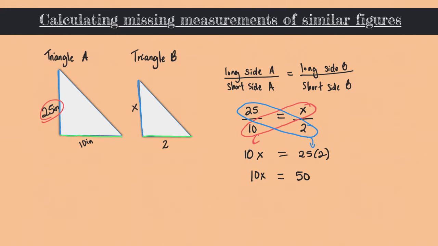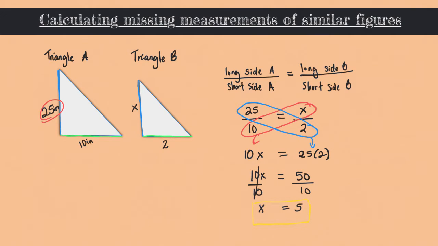So the 10 is in the way. What operation is happening between the 10 and the x? It is multiplication. So the opposite of multiplication is division by whatever it is we're trying to get rid of, which is the 10. So divide by 10. Whatever we do on one side, we must do on the other side, okay? So 10 divided by 10 is 1, so we're left with x on the left-hand side. And 50 divided by 10 is 5. So our missing length is 5 inches or 5 units, okay? Now you can compare your triangles to see if that makes sense.